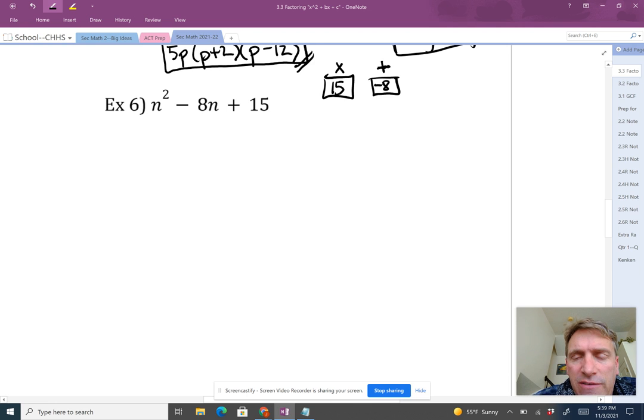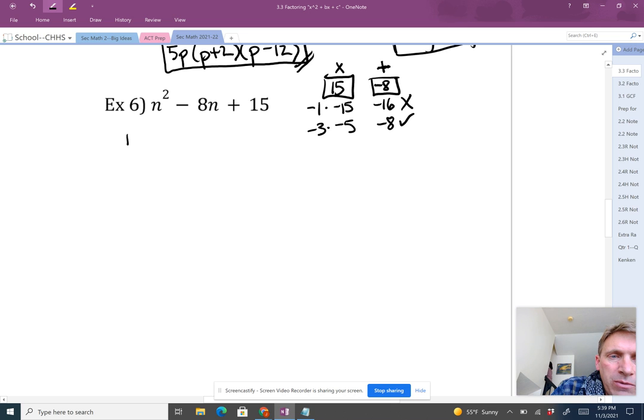The way to get a positive number like 15 is if both numbers are positive, or if both numbers are negative, because a negative times a negative is positive. And because b is negative, we know that both numbers have to be negative. So we're going to start with negative 1 times negative 15, and that would give me positive 15. But when I add them, I would get negative 16. And again, that's not the numbers we're looking for. We're looking for negative 8. So 2 won't go into 15, but 3 will. So negative 3 times negative 5 gives me positive 15. Negative 3 plus negative 5 is negative 8. So those are the numbers that we're looking for.